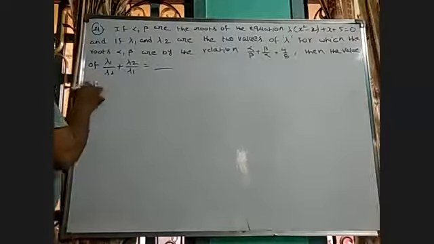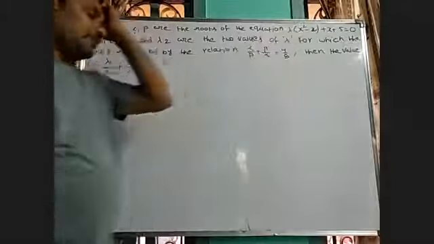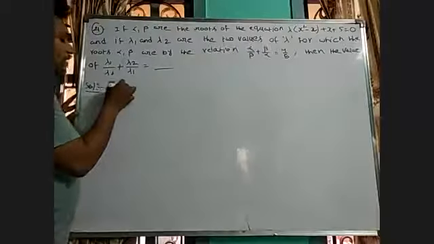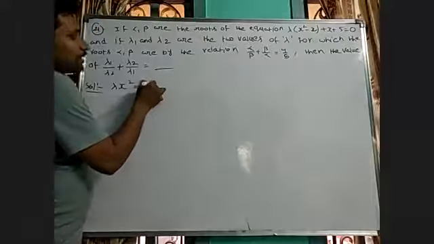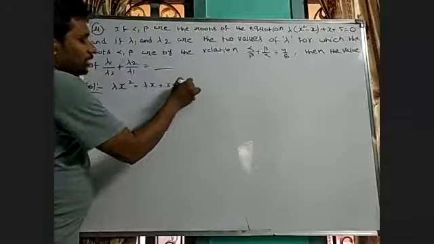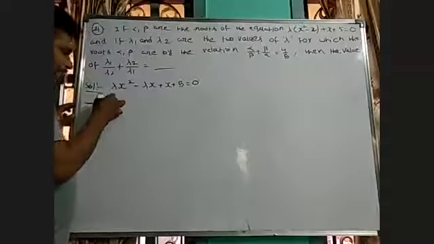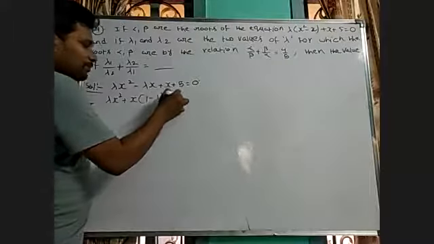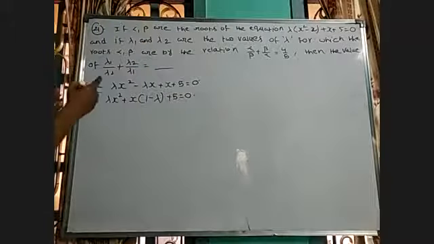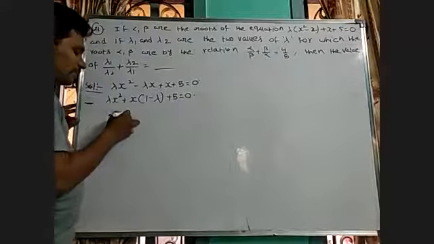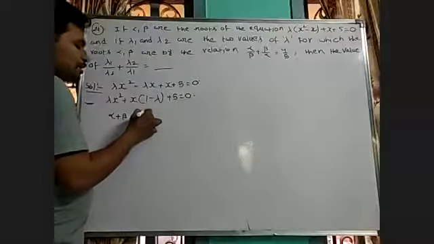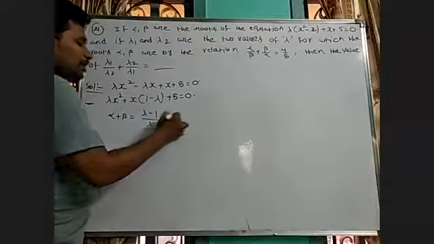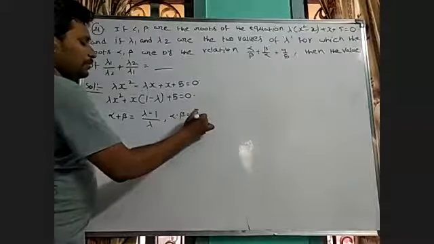Okay. So in this question, first we take alpha comma beta as the roots of the equation. Hence, if you multiply it, what we get? Lambda of x square minus lambda of x plus 5 equals to 0. In this, lambda of x square, x I am taking common, what we get? 1 minus lambda plus 5 equals to 0. In this, alpha comma beta the roots. Means alpha plus beta is equals to minus b by a, means lambda minus 1 by lambda. Here alpha beta is equals to 5 by lambda.